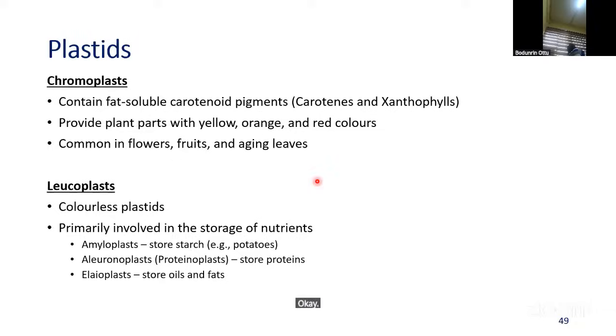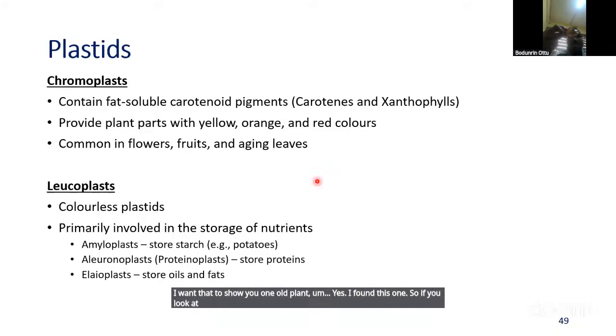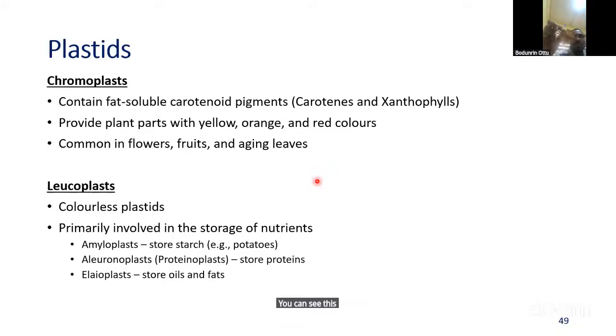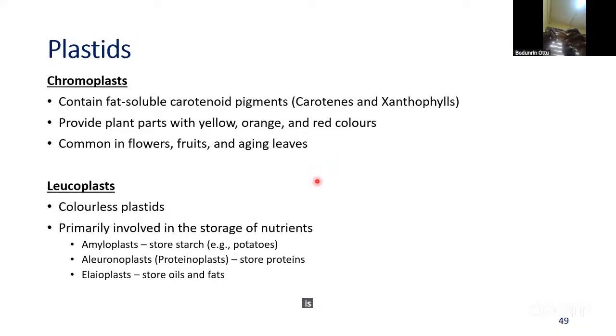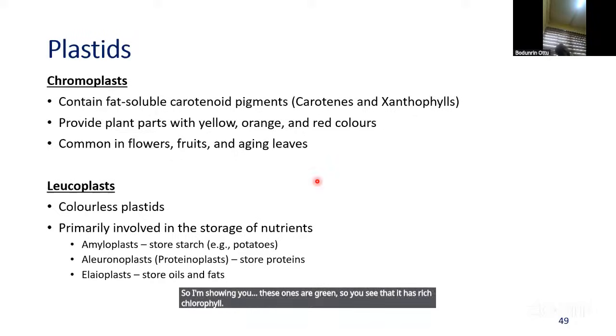I wanted to show you one old plant. Yes, I found this one. If you look at this leaf, it is now old, so you can see that definitely the chlorophyll level is low. So what you have will be chromoplast, right? Unlike these other ones that are green. I'm showing you, these ones are green, so you see that it has rich chlorophyll content, right?